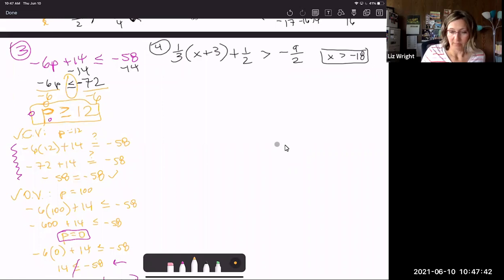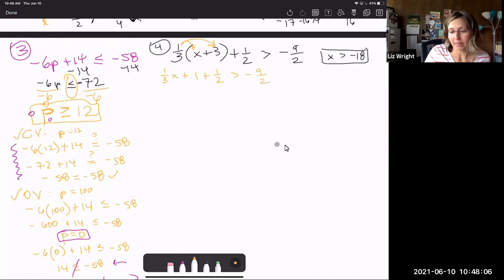This is what I would like to start with. You guys may have chosen a different first step, but this is what I would like to do. I'm going to distribute first, and then I'm going to get 1/3 x, and then I'm distributing here. 1/3 of 3 is 1. So I'm going to write 1 plus 1/2, which is greater than -9/2.